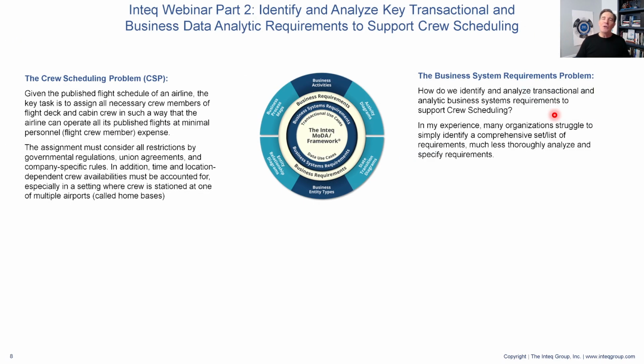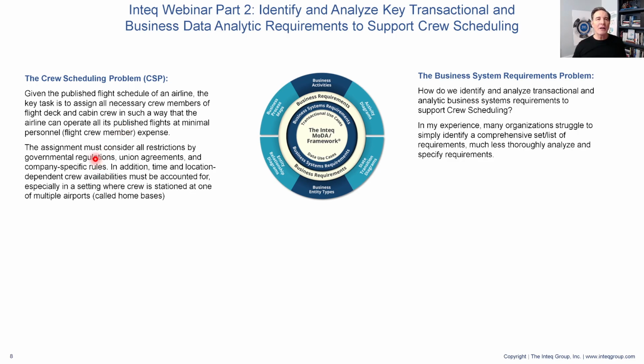Okay, so let's now move on to part two: identifying and analyzing key transactional and analytic requirements. So we come back to our crew scheduling problem. Given a published flight schedule of a particular airline, the key task is to assign all the necessary crew members, the flight deck crew and the cabin crew, in such a way that we can operate that particular flight in conformance with regulations and our own internal rules.